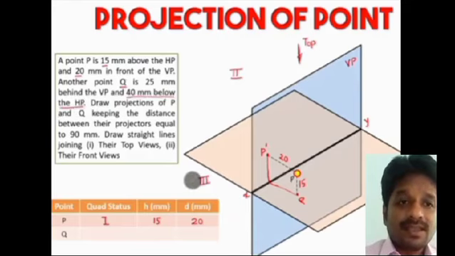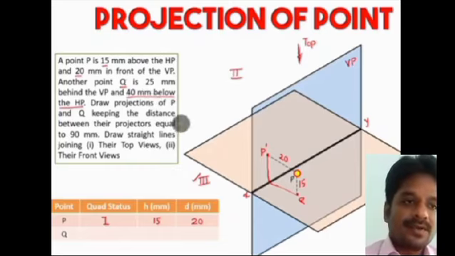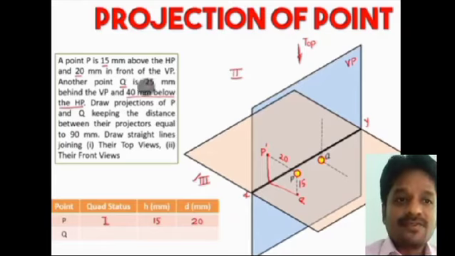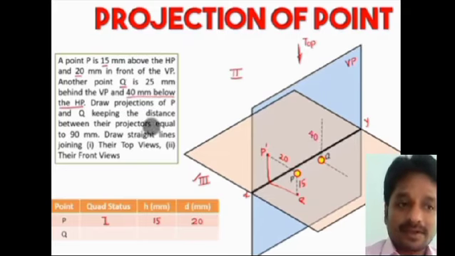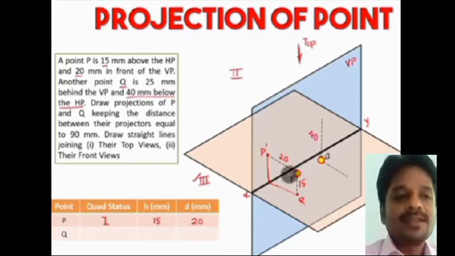The two keywords you have to keep in mind are these. The point Q is 25 mm behind VP. Behind means it should be either the second quadrant or the third quadrant. If I look further at the additional condition, 40 mm below HP, obviously below HP means it falls under the third quadrant. Now I am marking the point Q, which is in the third quadrant, 40 mm below HP.